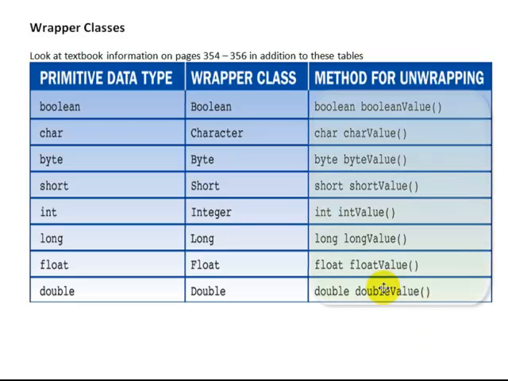As you can see from this table, all of these have a logically named method for grabbing the value and translating it back to the primitive data type. Here's the value that it returns. All right, that's it for wrapper classes. This was a short one.